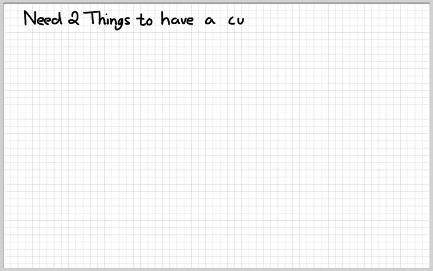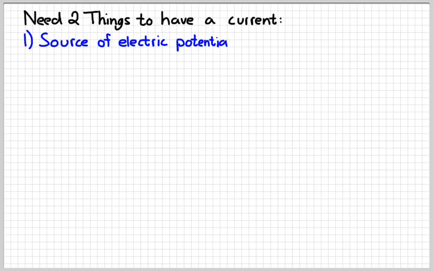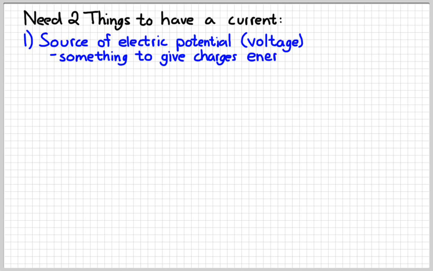In order to have an electric current flow, we got to have two things. The first is a source of electric potential, which is often referred to by its unit name of voltage. What that means is we need something to give charges energy. We're going to refer to that as electric potential energy. And so the source we refer to as a source of electric potential. The definition of voltage is energy per unit charge. So a volt refers to a joule of energy per coulomb of charge.